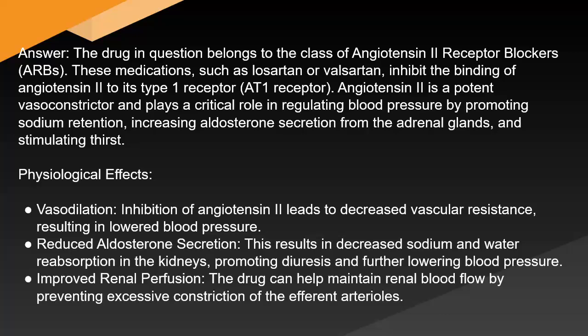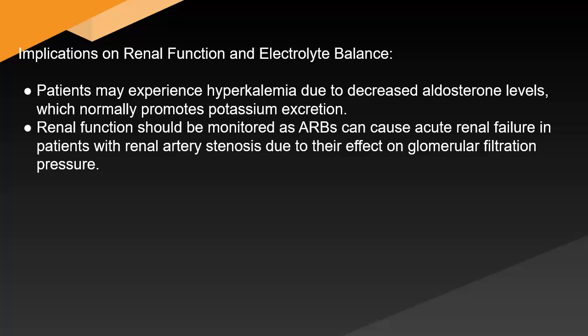Physiological effects. Vasodilation: inhibition of angiotensin II leads to decreased vascular resistance, resulting in lower blood pressure, and reduced aldosterone secretion. This results in decreased sodium and water reabsorption in the kidneys, promoting diuresis and further lowering blood pressure. Improved renal perfusion: the drug can help maintain renal blood flow by preventing excessive constriction of the efferent arterioles. Implications on renal function and electrolyte balance.